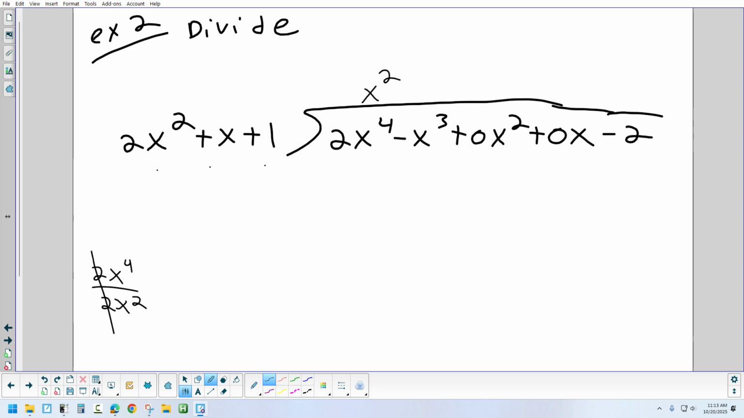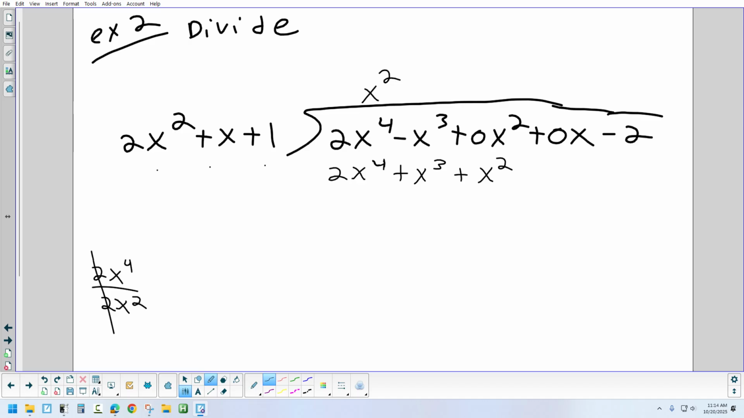Gabby, what's x squared times 2x squared? 2x to the fourth. And Dylan, what about x squared times x? X cubed. X cubed, yep. And then what's x squared times 1? Just x squared, yep.